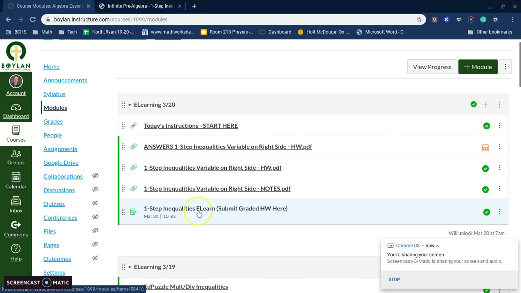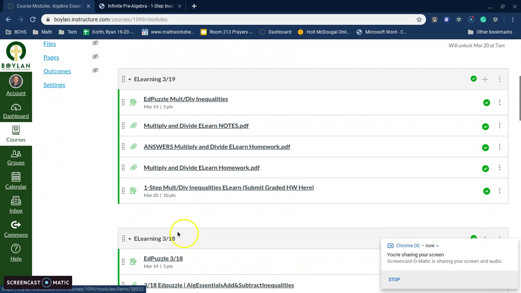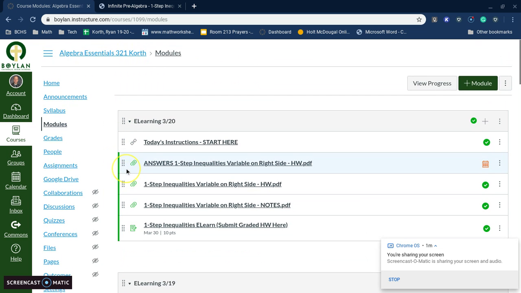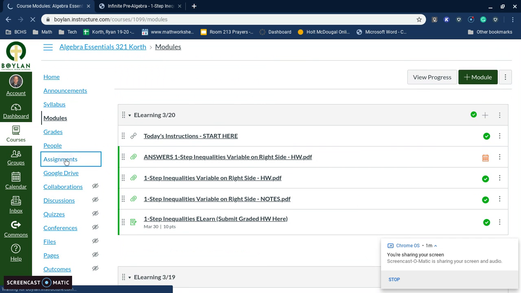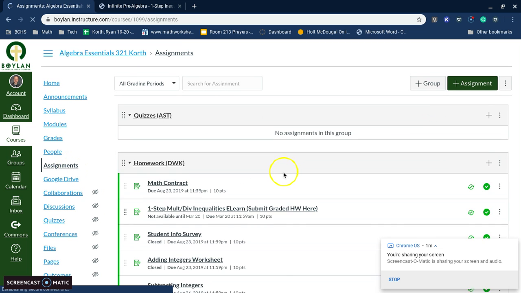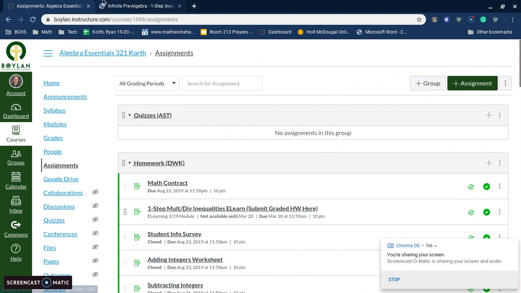Assignments are. So this is where you will submit tomorrow's assignment, or today's assignment, I guess. I'm recording it. It's tomorrow. This is where you would submit your multiplying and dividing inequalities homework. And this is where you would submit your adding and subtracting inequalities homework. Assignments have the little thing here. And I want to say, yeah, I've allowed you access to the assignments as well, so you can submit them there if you have to. I feel like this is way more complicated, though. Go ahead and just access that through the modules.